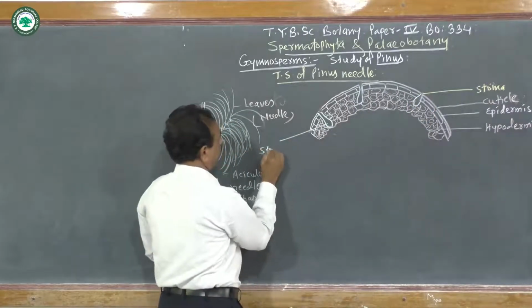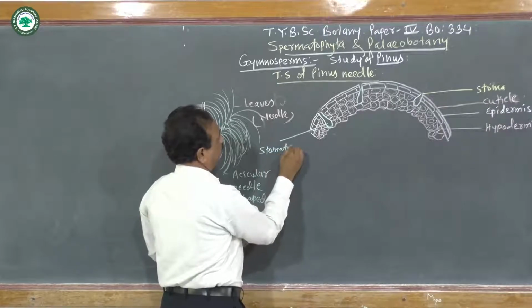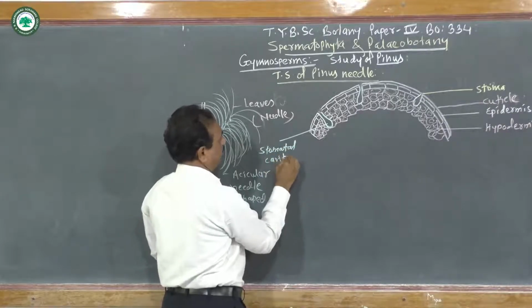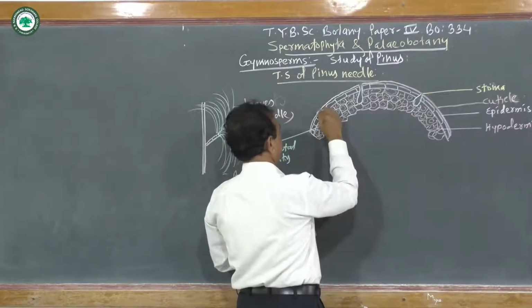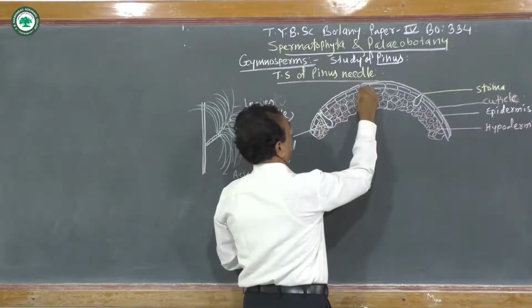So here this is the stomatal cavity or stomatal chamber, where there is the presence of the stomata.